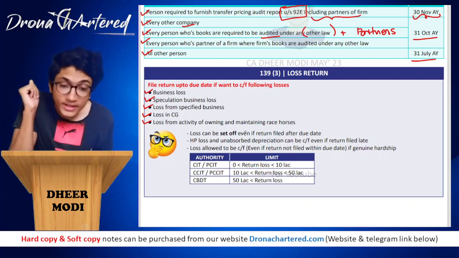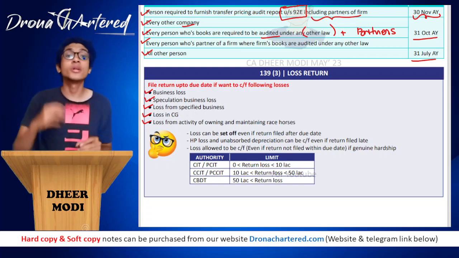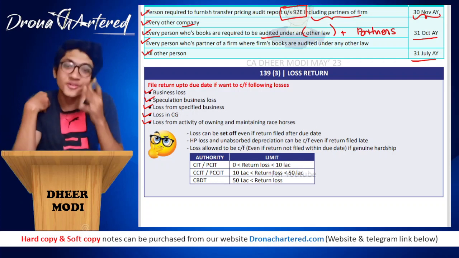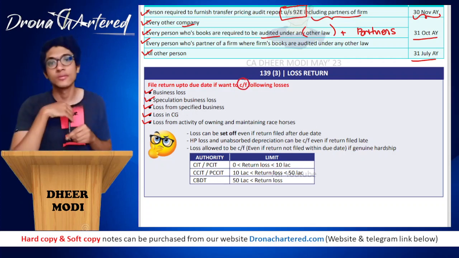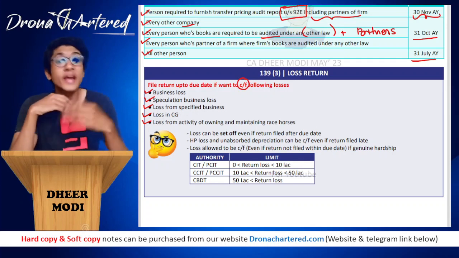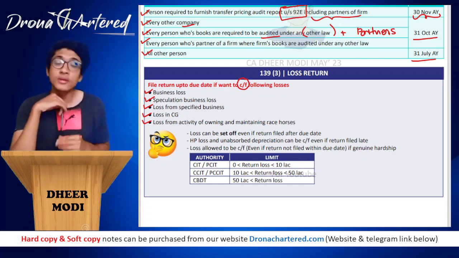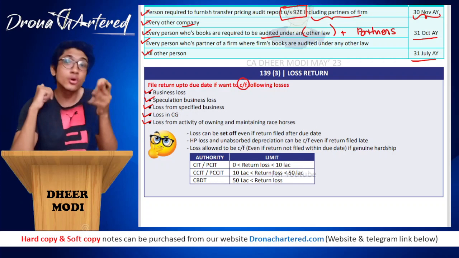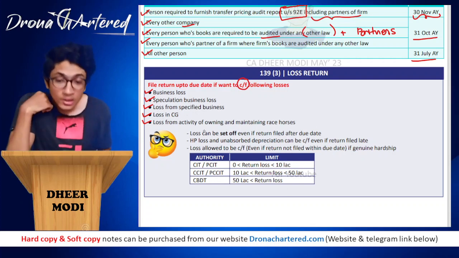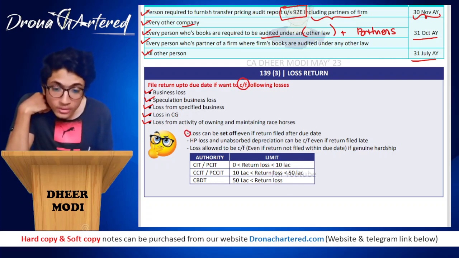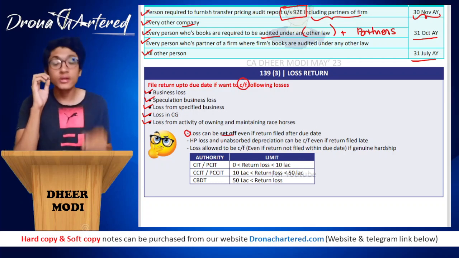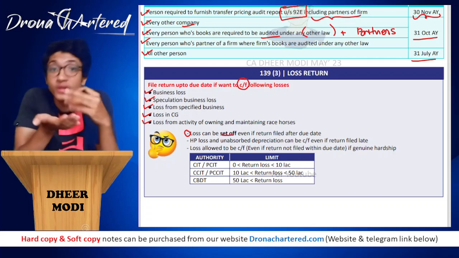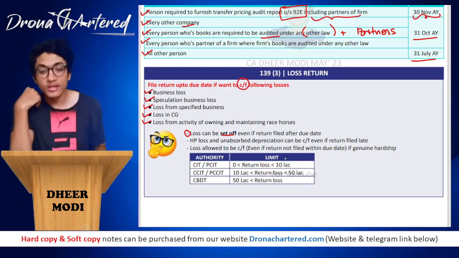Loss can be set off even if return is filed after the due date, because, sir, what did you say? We will not allow you to carry forward this loss. What did I say? We will not allow you to carry forward this loss in the next year. But sir, you never said anything about setting it off in the same year. So therefore, you have to remember this, that loss can be set off even if return is filed after the due date. We will allow you to set off, but we will not allow you to carry forward.